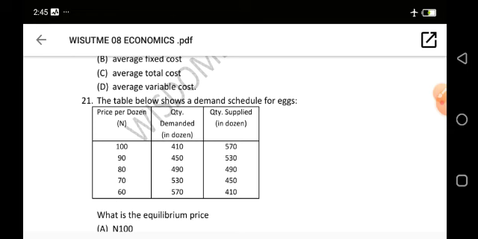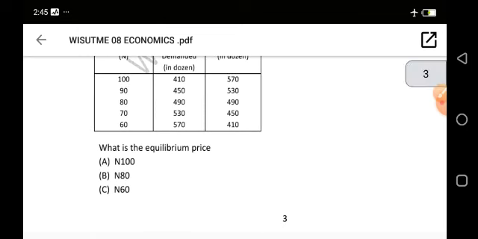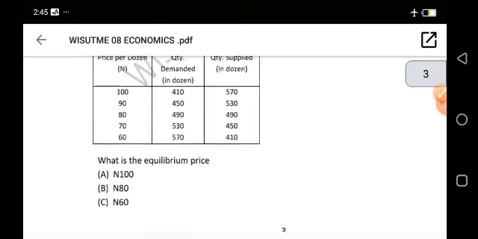You said the table below shows a demand schedule for egg. Now the question is, what's the equilibrium price? The equilibrium price is where your demand and supply meet. So that price will give you the equilibrium point. In this case, at price 80, quantity demanded is 490 and quantity supplied is 490. So your equilibrium price is 80. So the answer to that question is B.